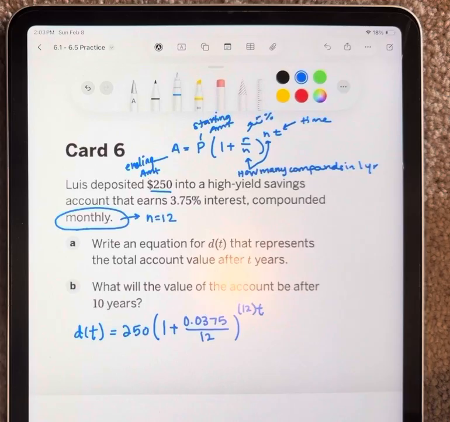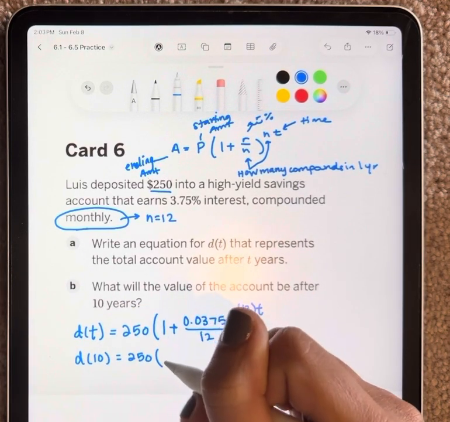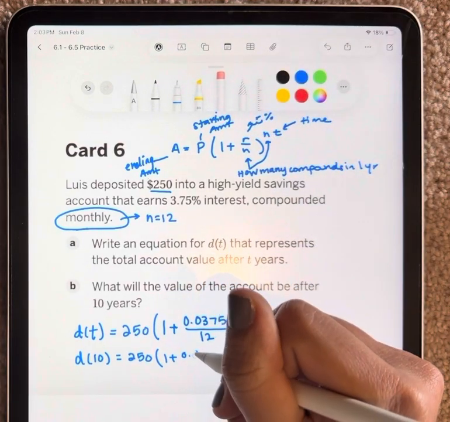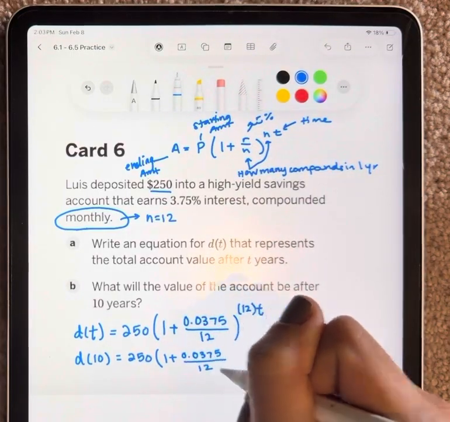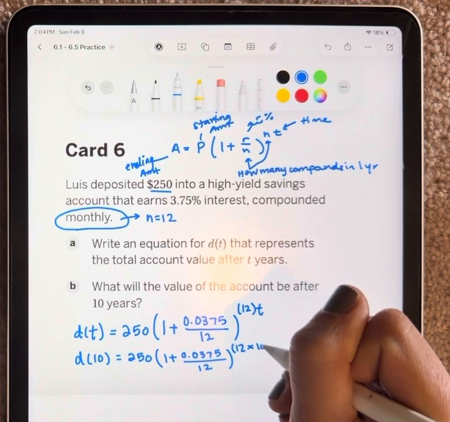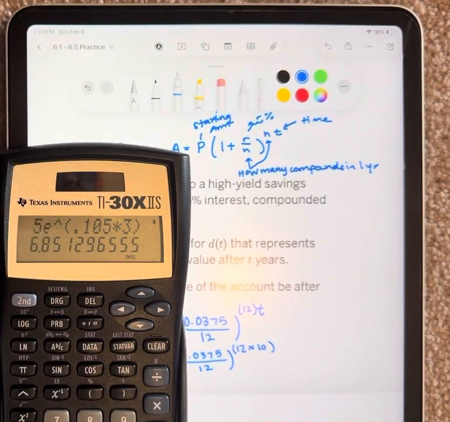And for part B, where they want to know how much after 10 years, then we're finding d of 10. So the 250 times 1 plus 0.0375, divided by 12, to the 12 times 10. Now you guys, be careful, okay? This 1 is not part of this fraction. Don't you mix them. Don't add these first and then divide, all right? So just be super careful about these little places where mistakes occur. And if you're very careful, your calculator can do this for you in one shot.